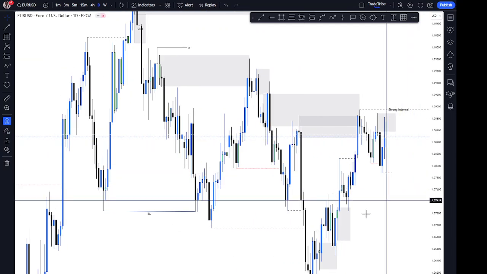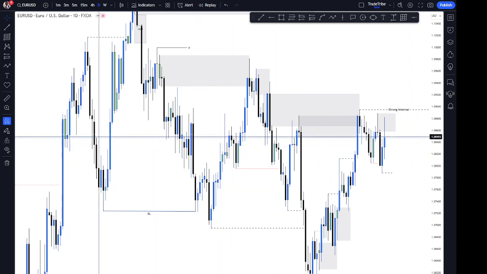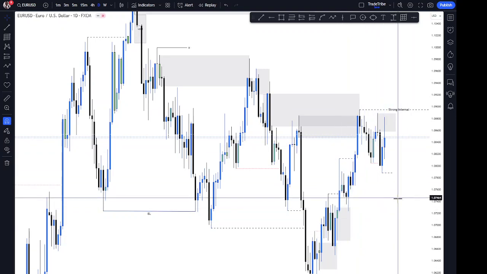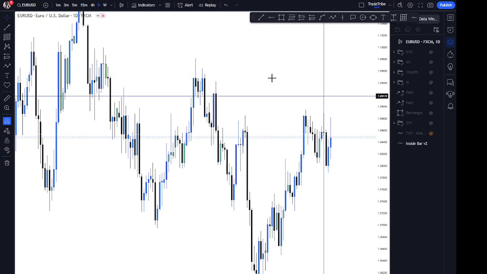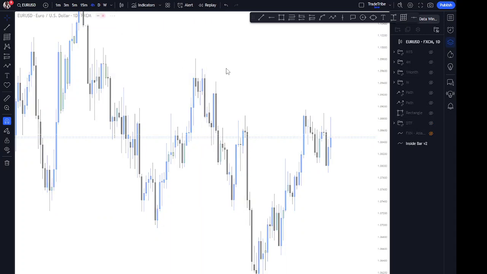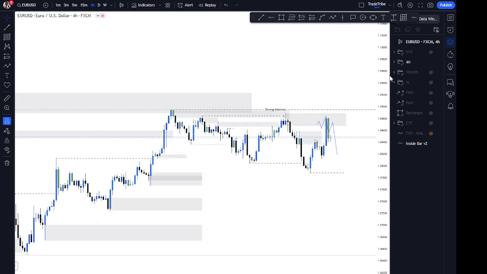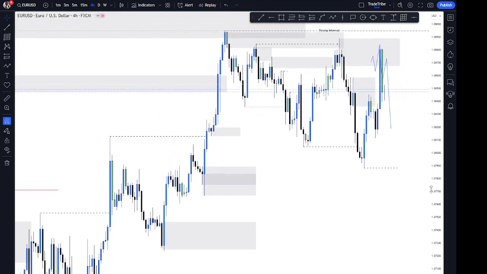And the reason I'm not focusing on previous market structures is because we already have a strong internal and weak internal here. So that's the only range I'll be focusing on. So let's move to 4-hour time frame and see what we have.